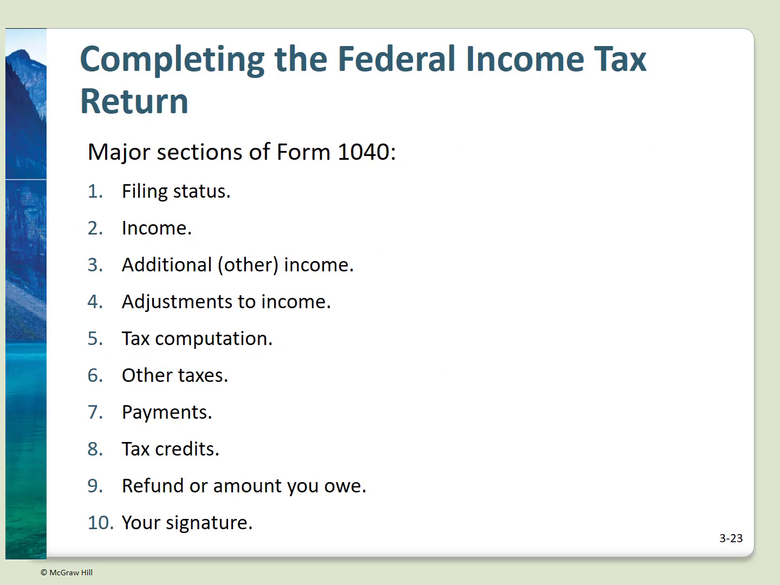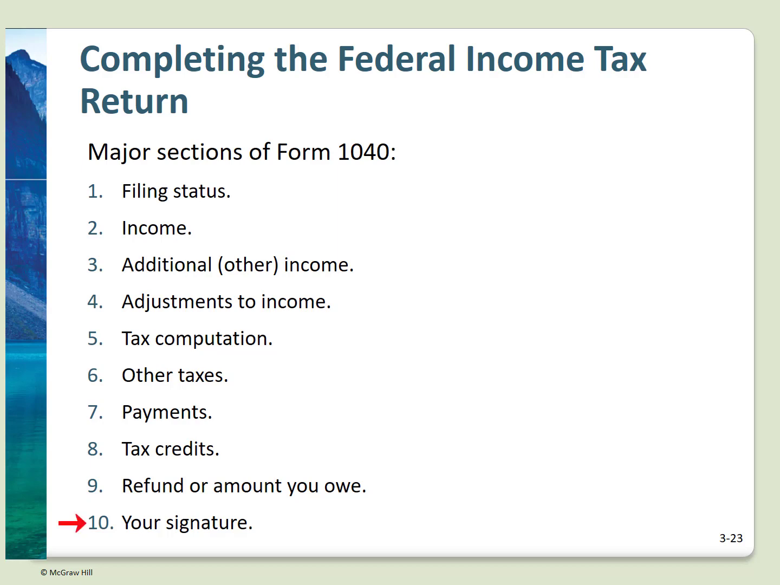The sections of the 1040 basically follow the steps we've covered. Fill in your filing status, record your income, record any additional income, enter any adjustments to income, compute your tax liability, enter any other taxes, record any payments already made, enter tax credits, refund or amount owed. Refunds can be direct deposited. Taxes can be paid through direct debit to your account.